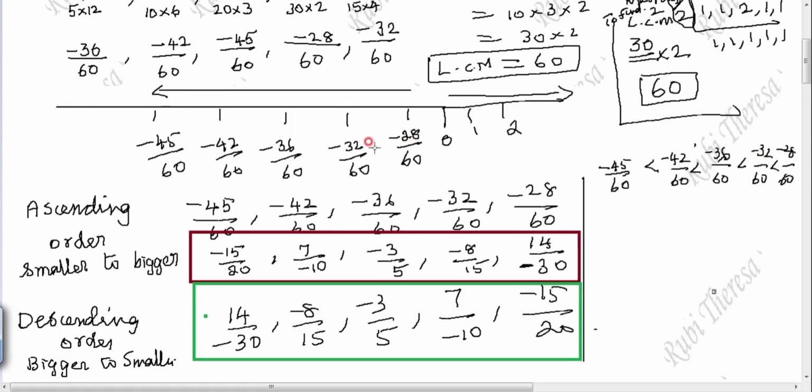Understand? Because the number line is here, you should know which one is the smaller one. Otherwise, you say it out: minus 1, minus 2, minus 3, minus 4, minus 5, minus 6. So minus 28, minus 32, minus 36, minus 42, minus 45. Like that I have to write it. Do you follow, every one of you?